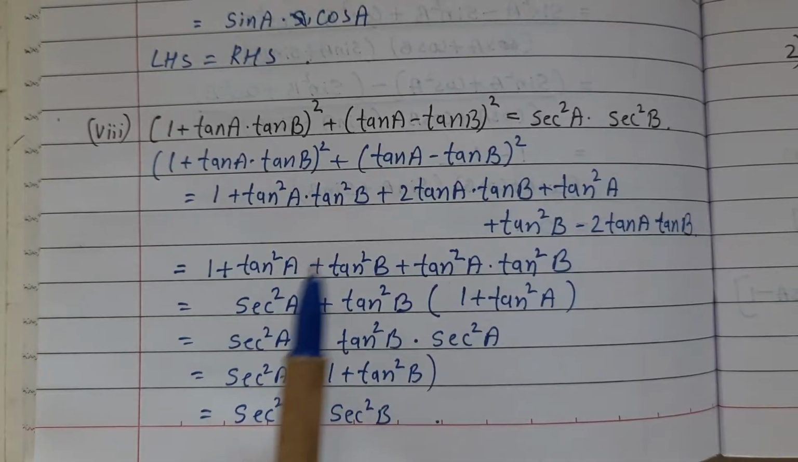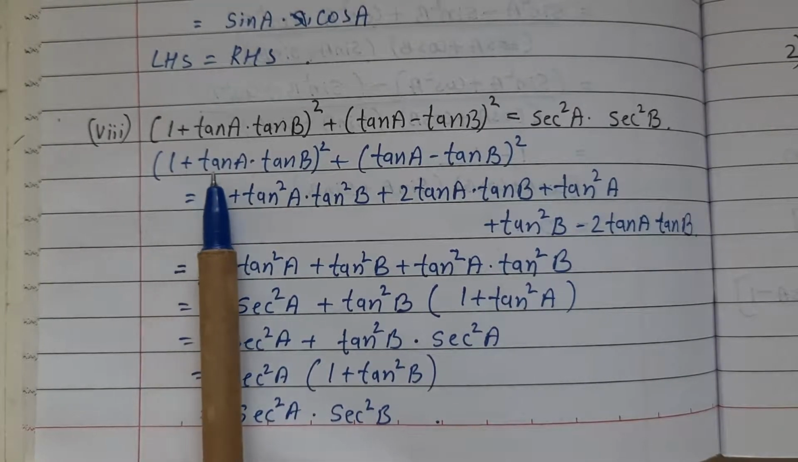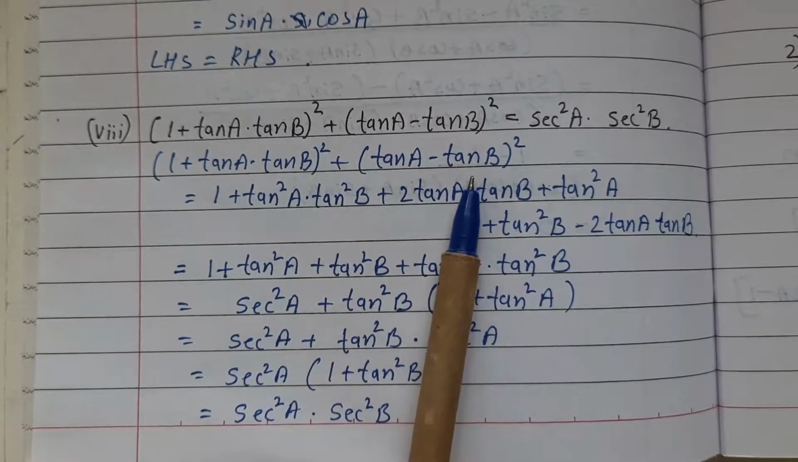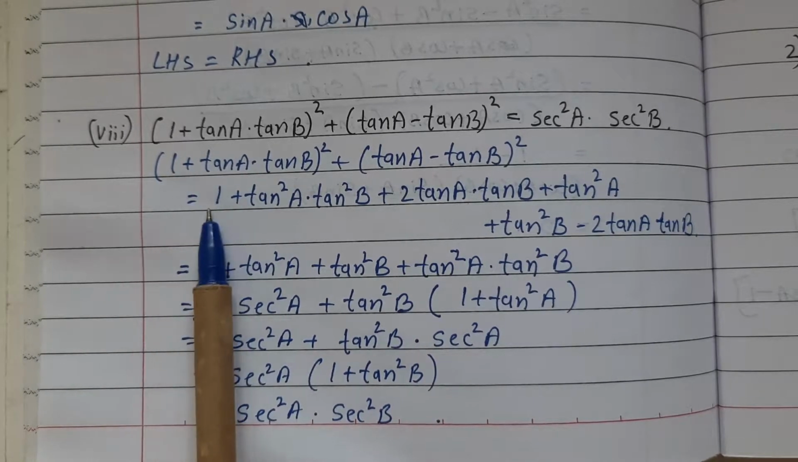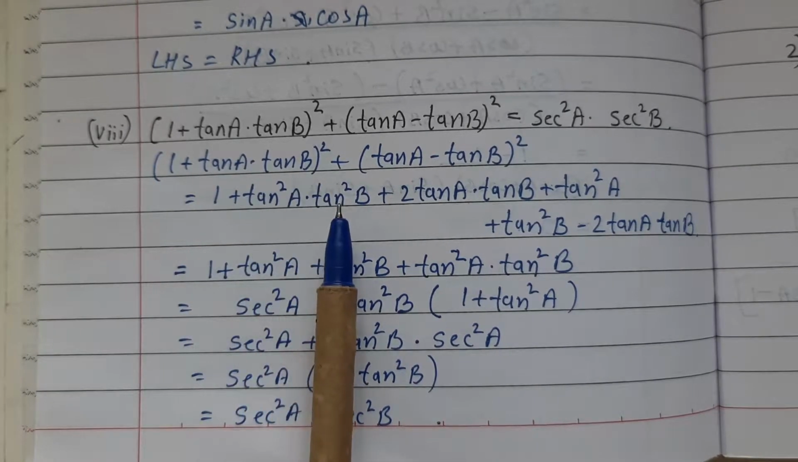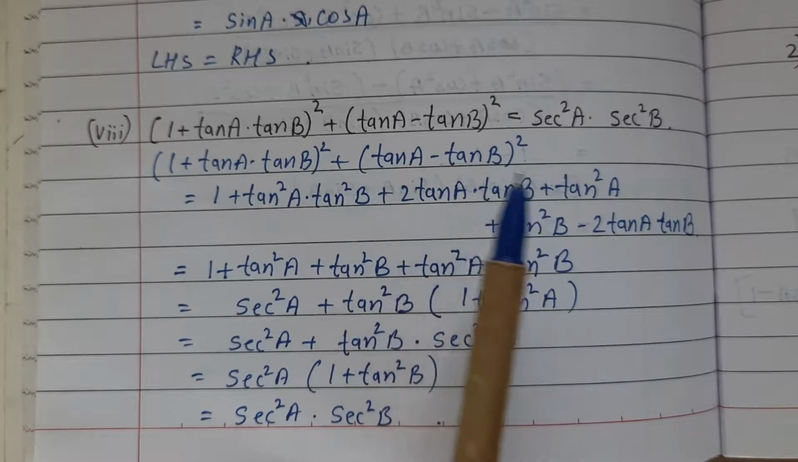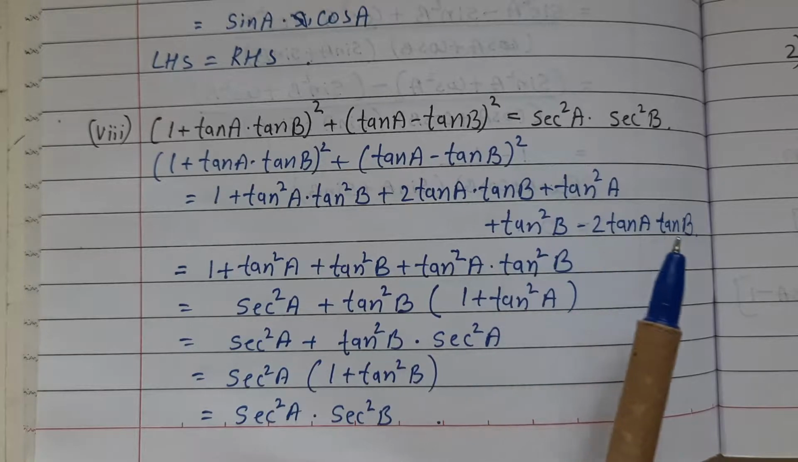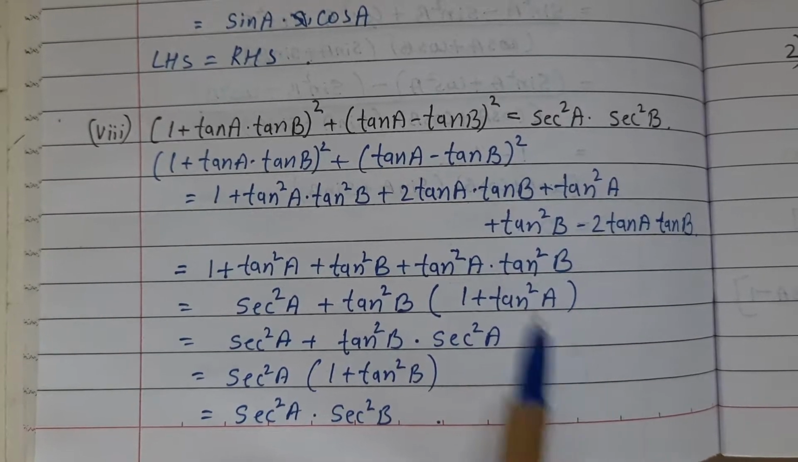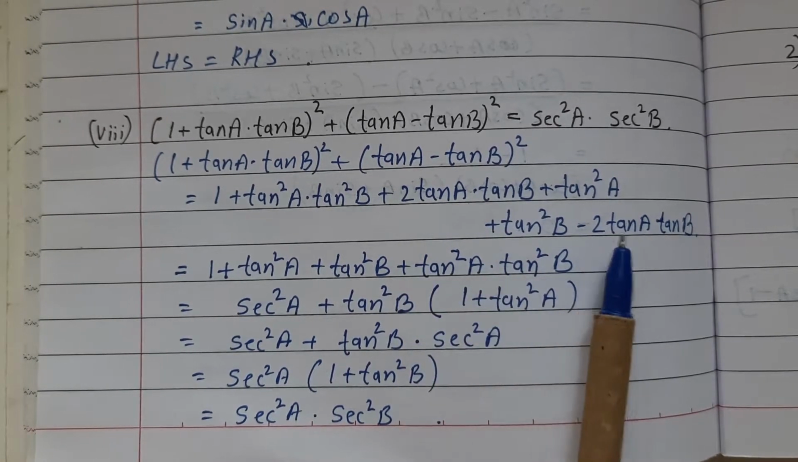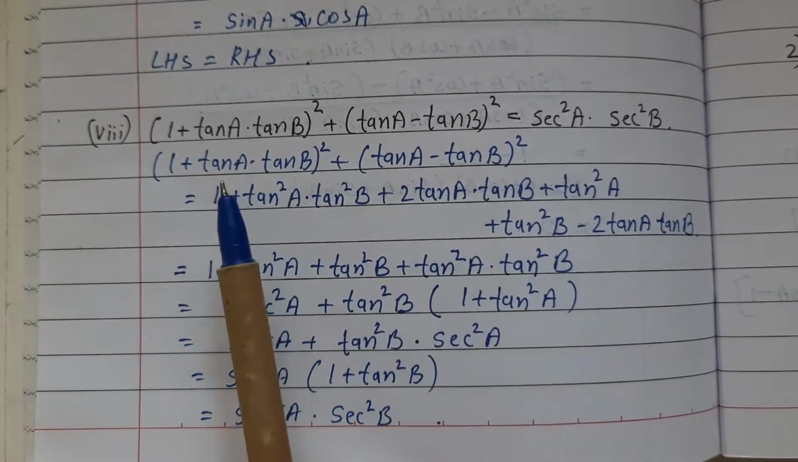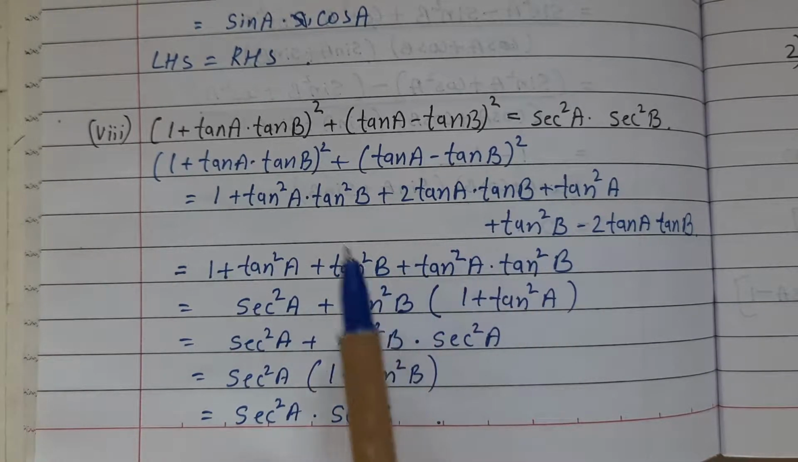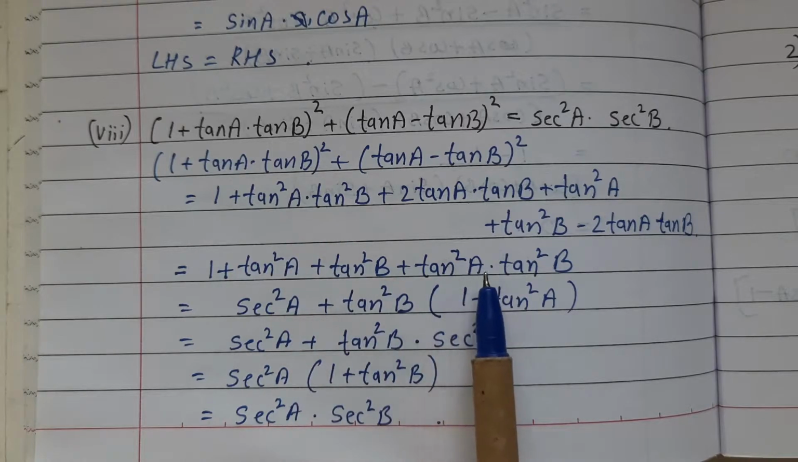Eighth part. Left hand side is equal to (1 plus tan A into tan B) the whole square plus (tan A minus tan B) the whole square. Open the bracket: 1 plus tan square A into tan square B plus 2 tan A tan B. Open this bracket: tan square A plus tan square B minus 2 tan A tan B. Plus 2 tan A tan B minus 2 tan A tan B cancel each other. Remains 1 plus tan square A plus tan square B plus tan square A into tan square B.